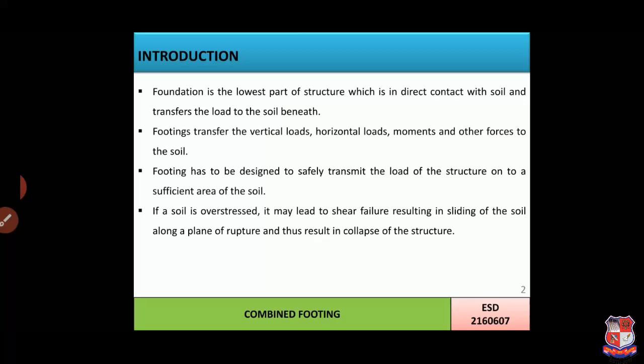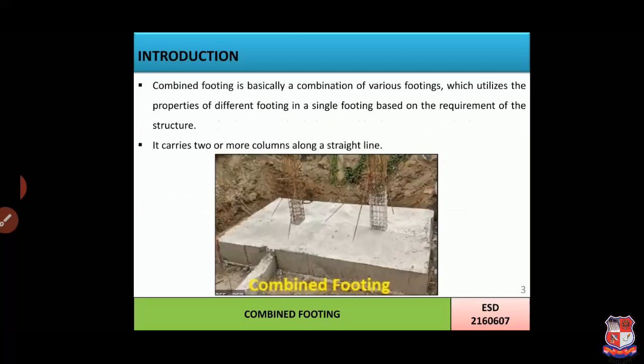Footing transfers the vertical load, horizontal load, moments and other forces to the soil. Footing has to be designed to safely transmit the load of the structure onto a sufficient area of the soil. If a soil is overstressed, it may lead to shear failure, resulting in sliding of the soil along a plane of rupture and thrust, resulting in the collapse of the structure.